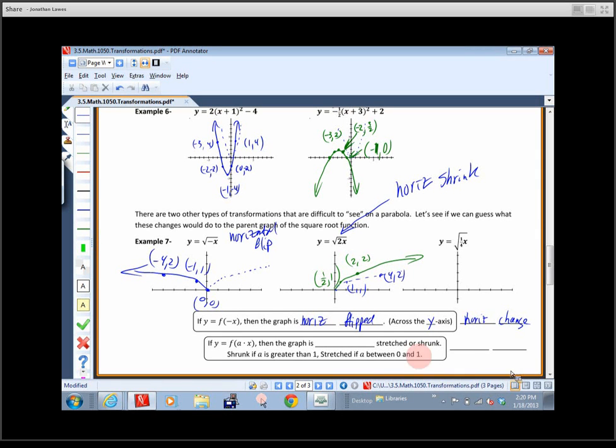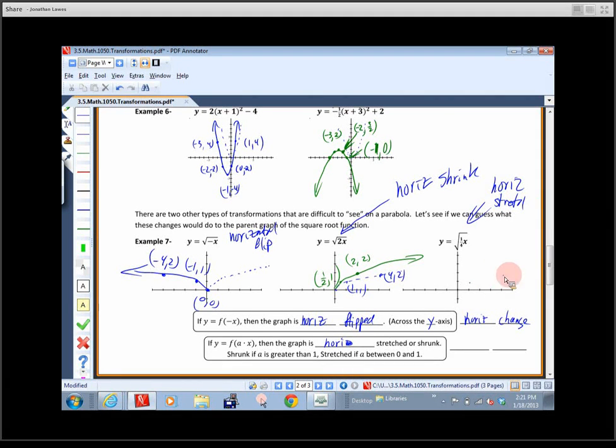And it says if you've got f of a times x, then the graph is, what do I put here? Horizontally stretched or shrunk. If a is greater than 1, then it's actually a shrink. If it's in between 0 and 1, then it's a stretch. So what's this going to be? It's going to be a stretch. So let's see if we can get this. Stretch. Now here's the original one.